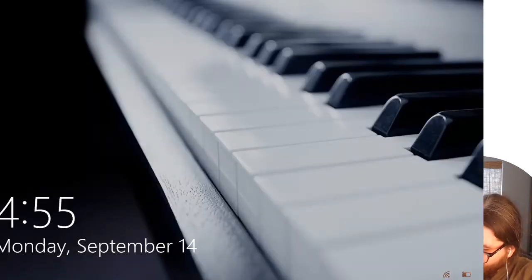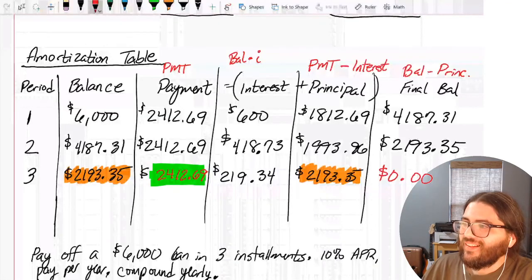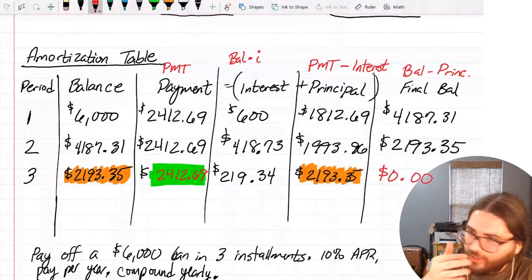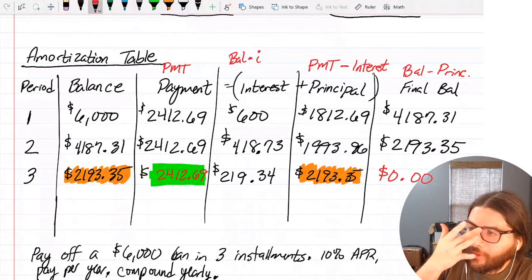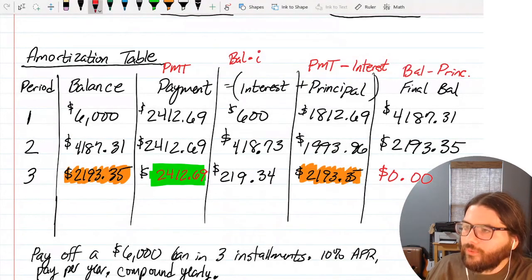Oops, I turned off my computer. There we go. Sorry about that. I'll give it a moment to catch back up. Sometimes it looks a little silly when I first turn on the computer.